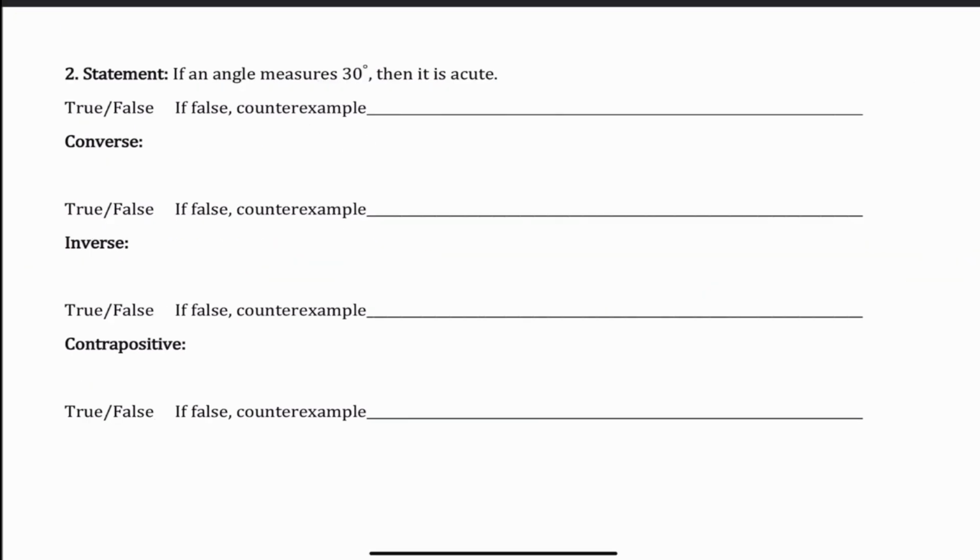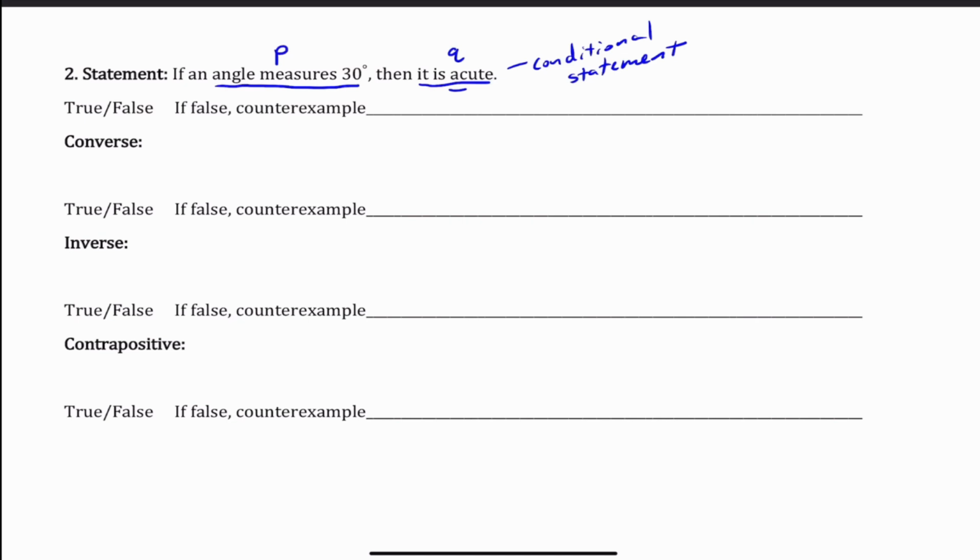Number 2, if an angle measures 30 degrees, then it is acute. So this is my hypothesis. The angle that measures 30 degrees is my P. It is acute will be my conclusion, which I will underline twice here, and that's going to be my Q. So if an angle measures 30 degrees, then it is acute is an example of a conditional statement.